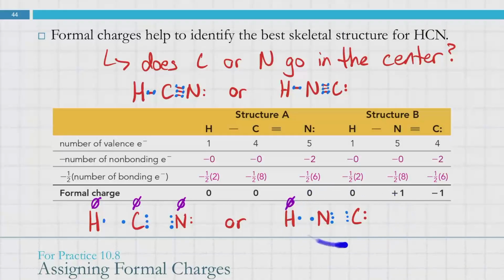However, if we look at structure B, nitrogen normally has 5, and here it has 4, so it's 1 short. That would give it a positive charge. So it's got a +1. It's got one fewer electron than it normally has. Carbon normally has 4 valence electrons, and here it has 5. It's got 1 extra electron. Electrons are negatively charged, so it gets a minus 1. So if we're choosing between these two, we're going to go with structure A because it's zeros across the board for formal charges, and smaller formal charges are better.